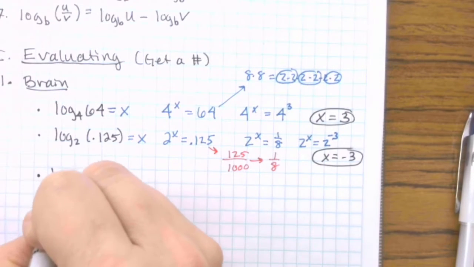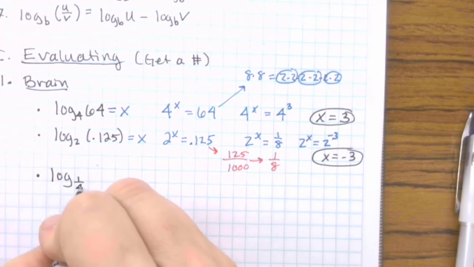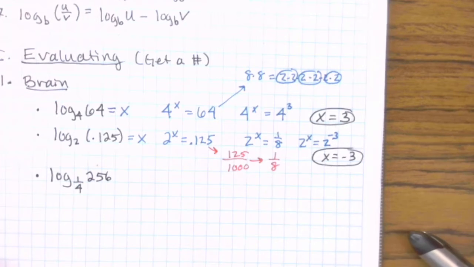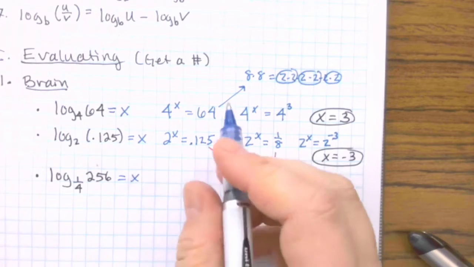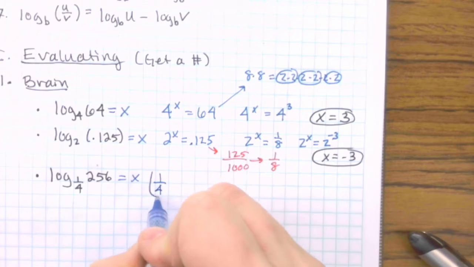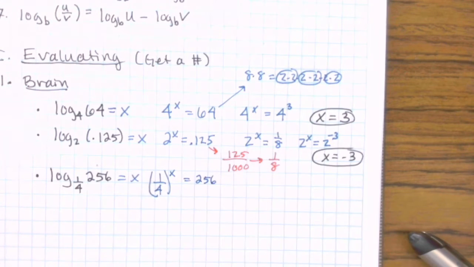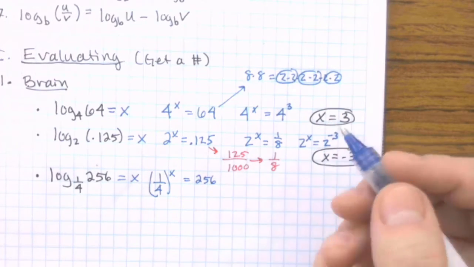All right, what about log base 1/4 of 256? Okay, again, write it equal to x. Flip it into exponent form. So 1/4 to the power of x equals 256. Now on this one, the 1/4 is kind of cumbersome because it has the number on the bottom. So what you might consider doing is rewriting 1/4 as 4 to the negative 1.